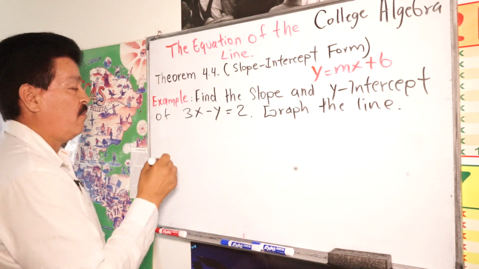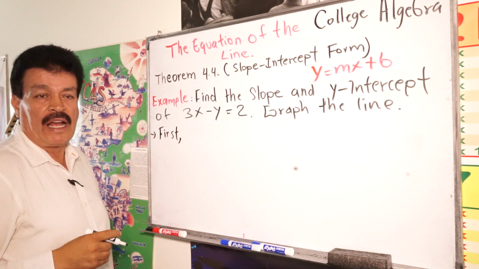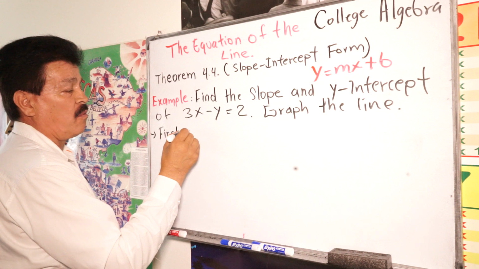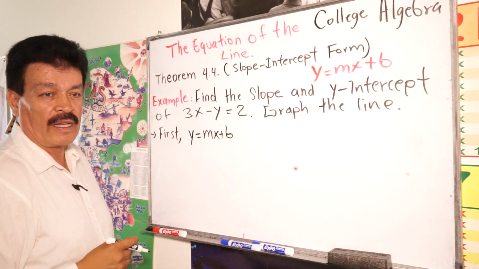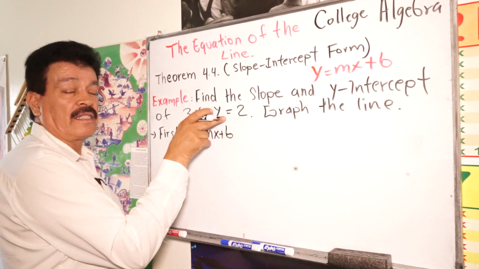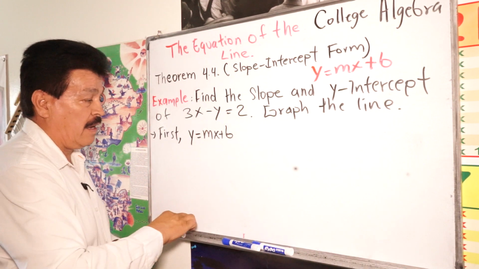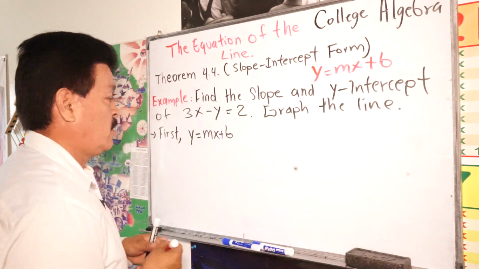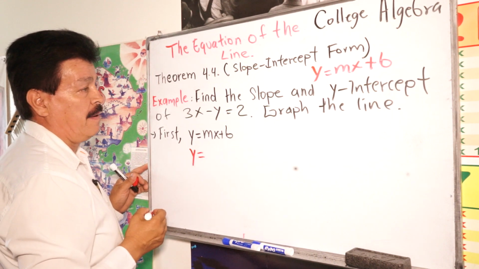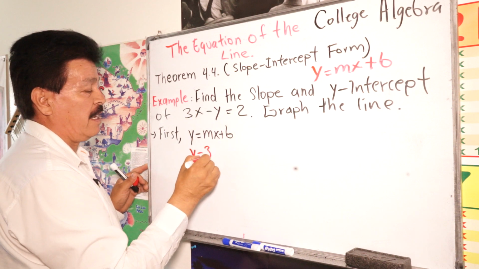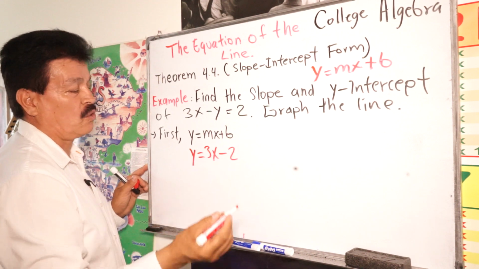Alright, with this information, first write the formula. We have the formula y equals mx plus b. So we have to write this equation in this way. Then we are going to have y equals 3x minus 2, from our problem.